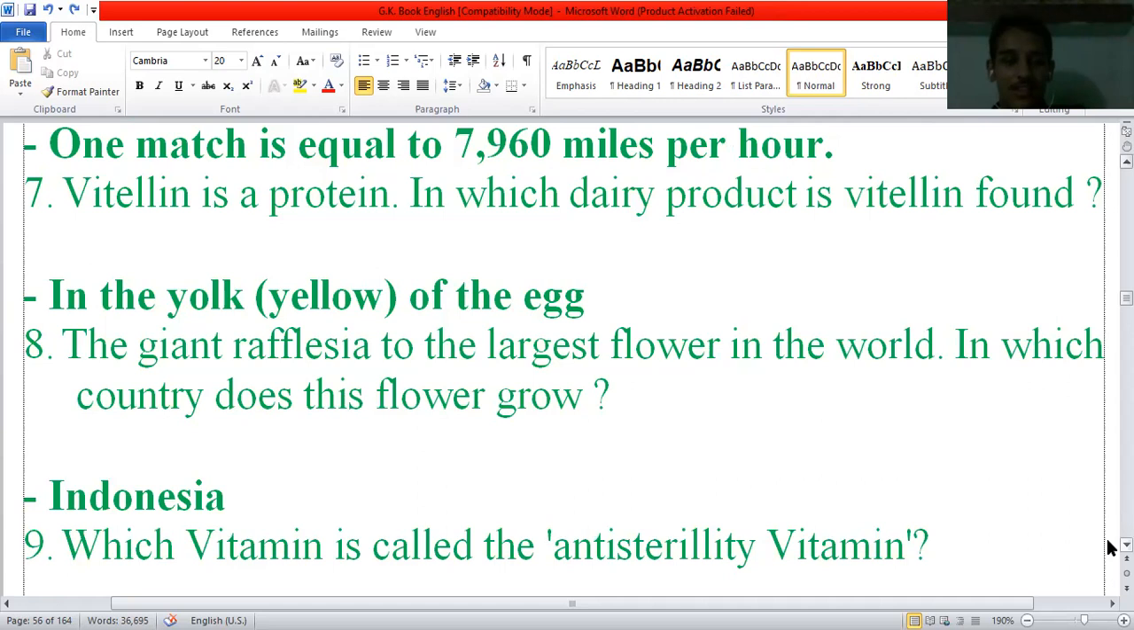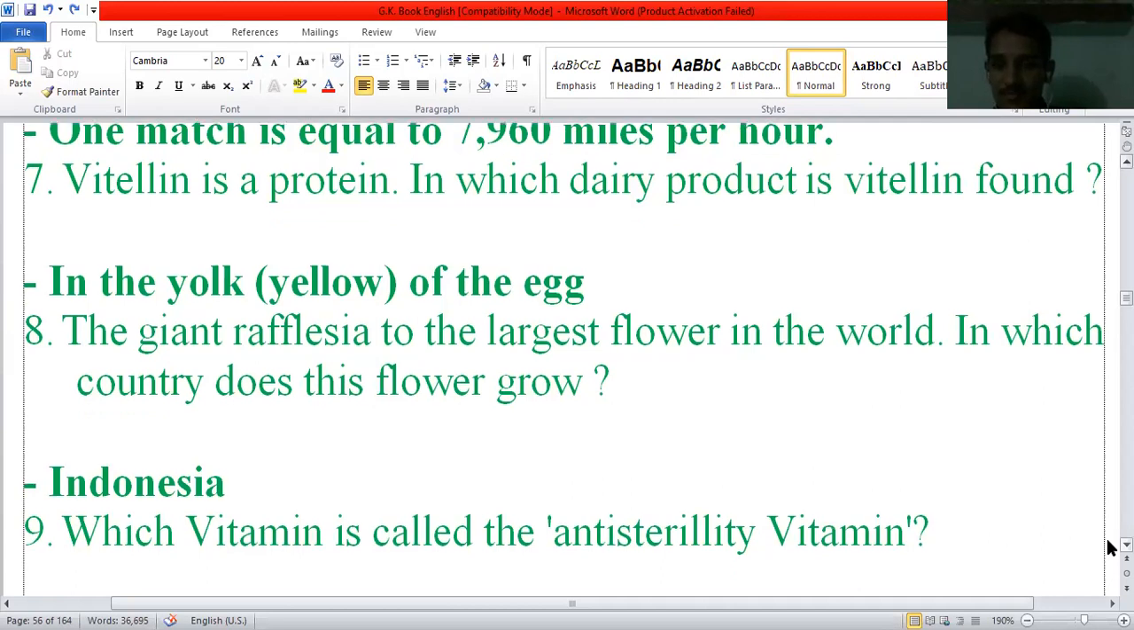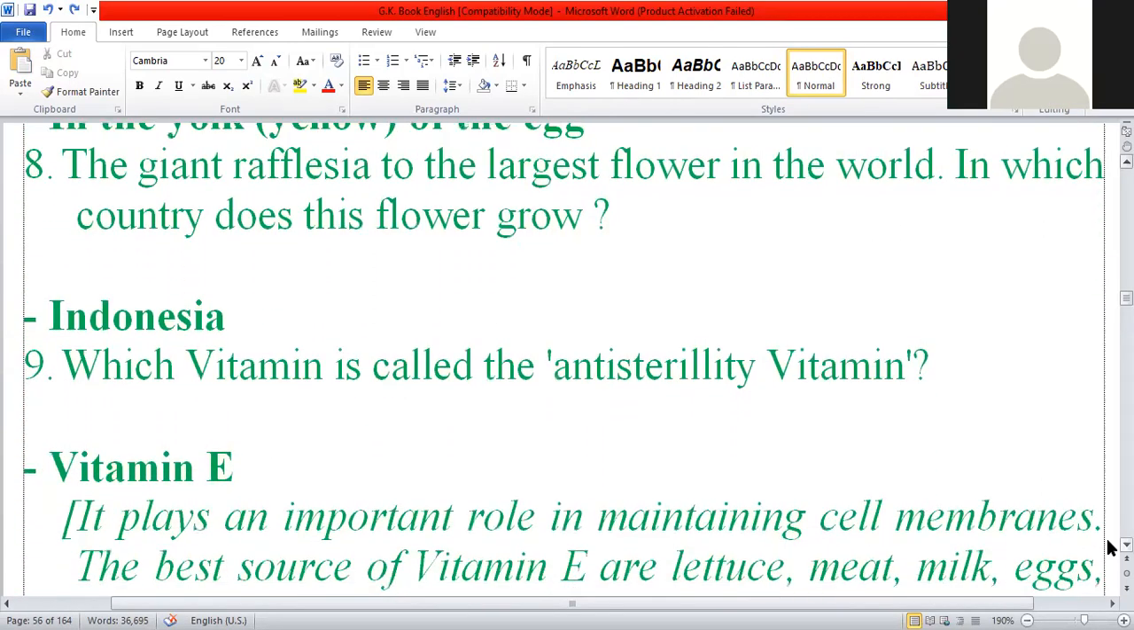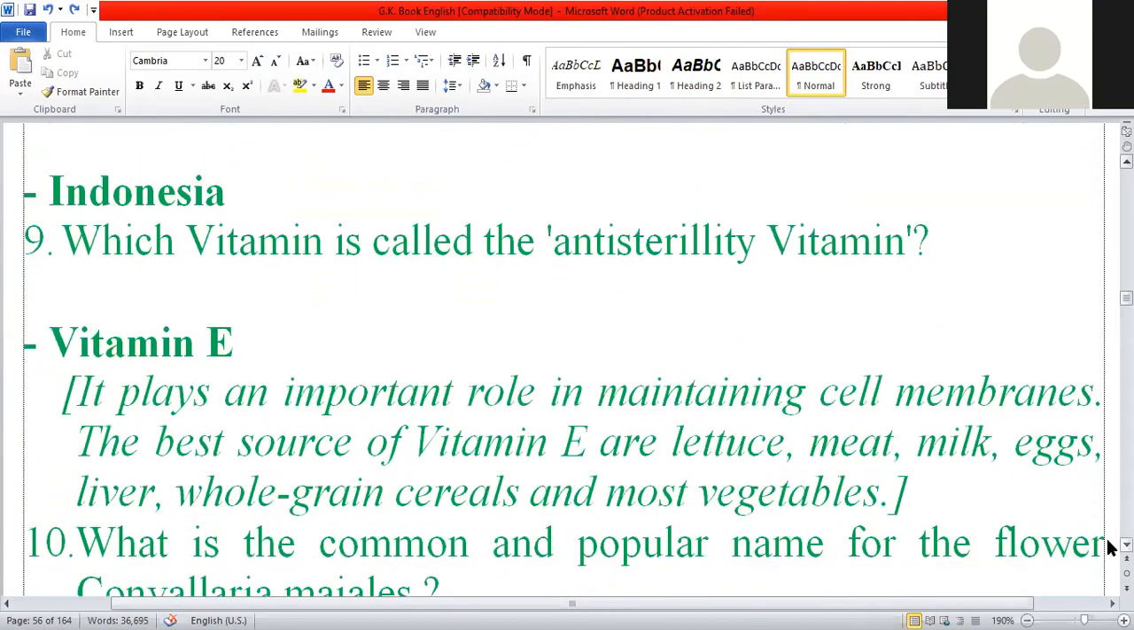Question number nine goes to Dipesh Hamal. Whose vitamin is called the anti-sterility vitamin? Vitamin E. Vitamin E. Barsha Kesi said vitamin A. Okay, thank you. Congratulations for the answer.